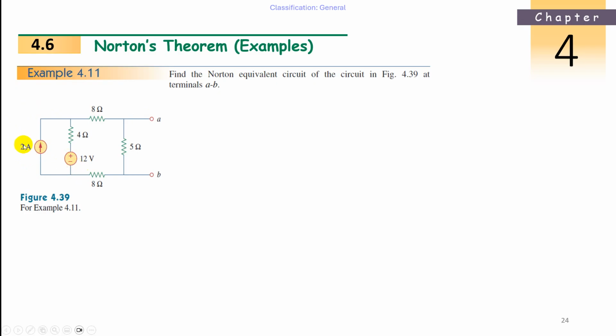We have to switch off. How to switch off? Just open circuit the current source and short circuit the voltage source. So short circuit here, open circuit here.